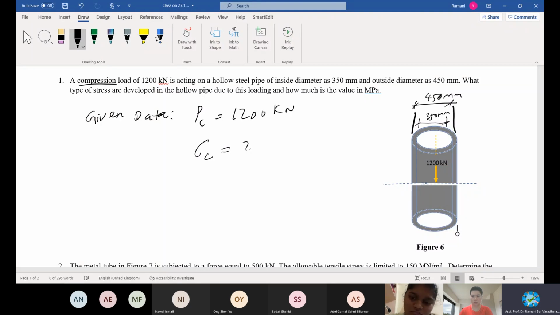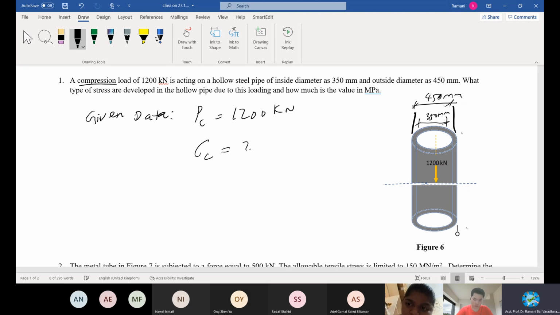Because you see the direction of the force acting. You can see my cursor moving, the 1200 kilonewton is acting in this direction. This is showing the cutting section. This is the full body, okay? The hollow tube starts from here and ends here. So due to the compression load it will be subjected to compressive stress. It means it is acting towards the area, right? The load is axially loaded in one direction.